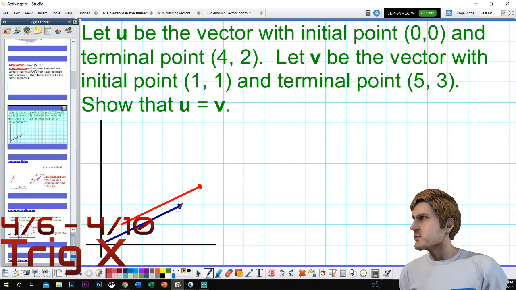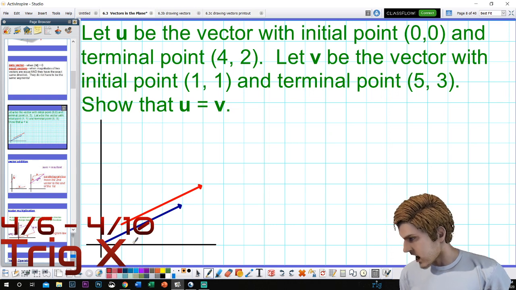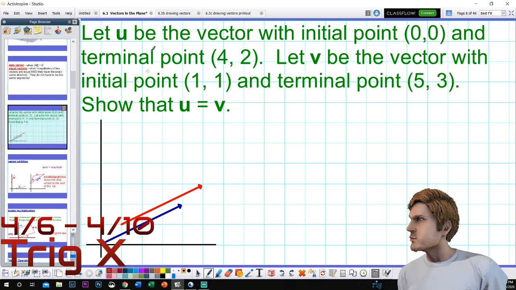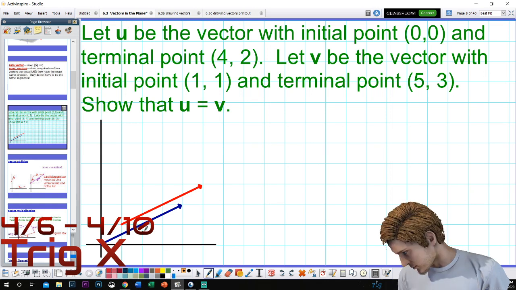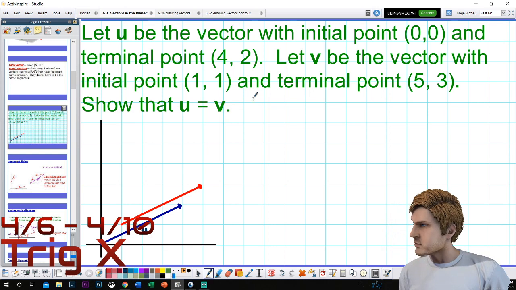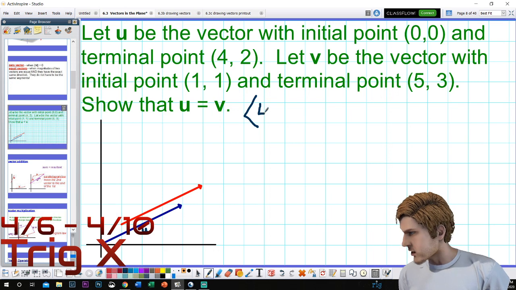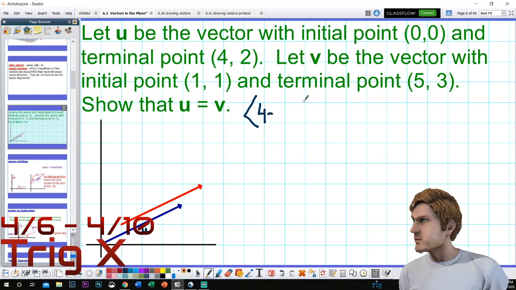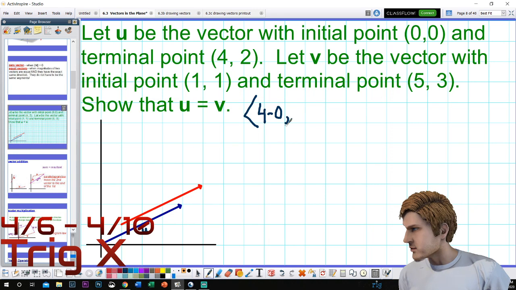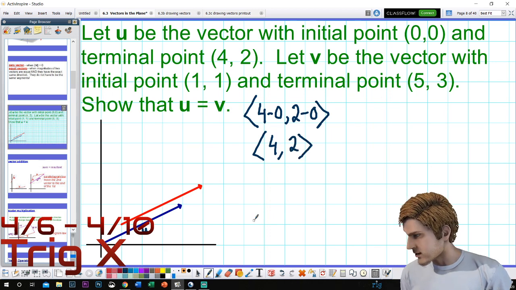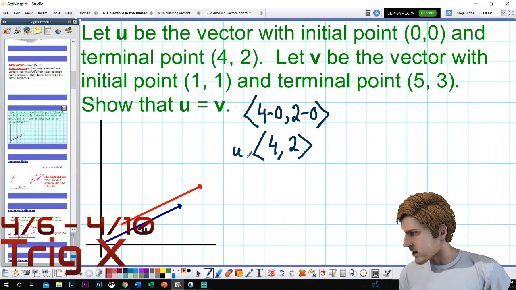We're going to show that these two vectors, the red and the blue, are indeed equal vectors. First, let's start with, which one is this first? So it looks like U is going to be the blue one. So let's start with U. And let's put it in component form. So the terminal point is 4 for the x value. The initial one for the x value was 0. Terminal y was 2. Initial y was 0. So I do 4 minus 0, 2 minus 0, and that's it. So that is U in component form.